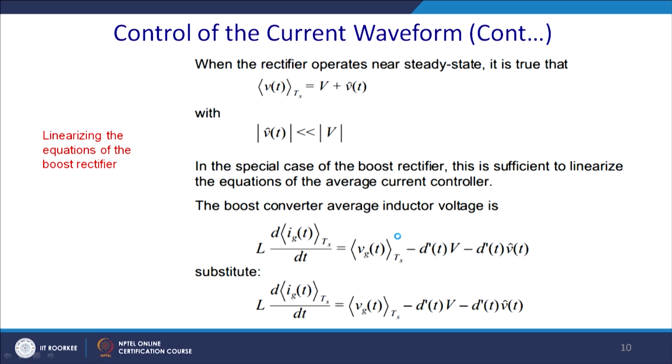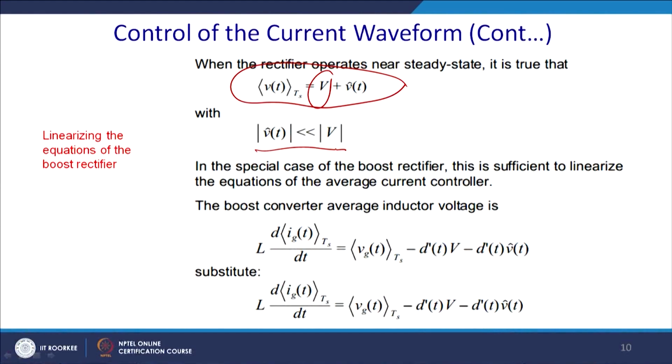When the rectifier operates near the steady state, we can say that we have given a very small perturbation or disturbance. So, Vt will be the actual value Vt plus delta Vt. We say that the magnitude of delta Vt is much less than the magnitude of Vt. In the case of the boost rectifier, it is sufficient to linearize these equations for the average control. So, we can linearize it.